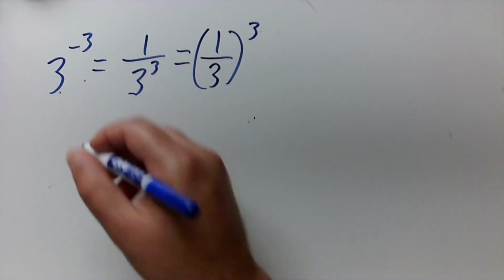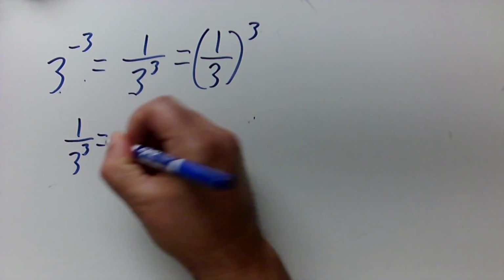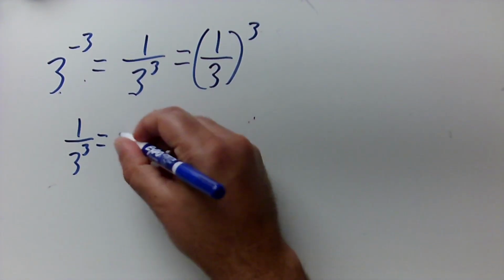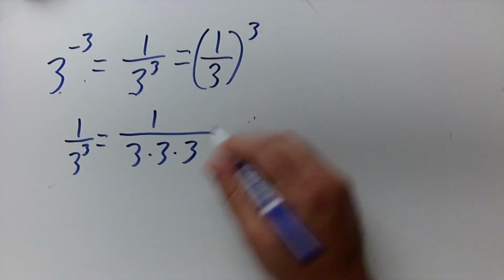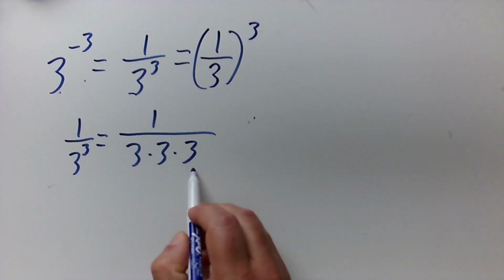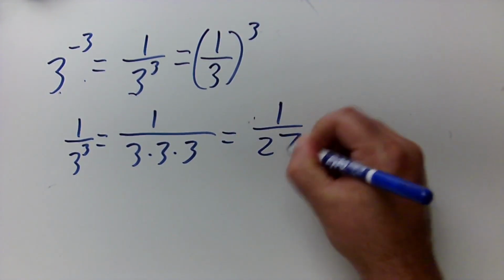So let's evaluate it. 1 over 3 to the third equals 1 divided by 3 times 3 times 3. 3 times 3 is 9. 9 times 3 is 27. And we get 1 over 27.